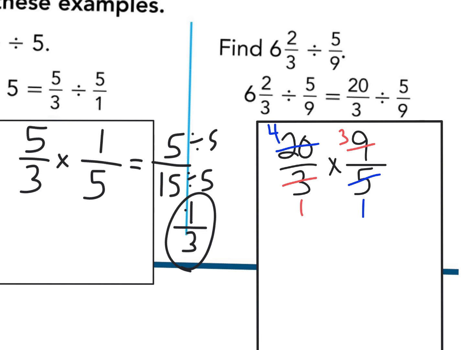And then we can multiply. 4 times 3 is 12. 1 times 1 is 1. 12 divided by 1 is 12. If you don't reduce, you'll get 180 over 15. And then you can divide that out and you'll get the same answer.